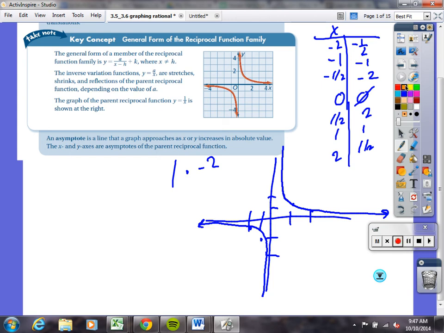How many of you guys have ever heard of the word asymptote? Asymptote. Asymptote is a value that you cannot be, or that you're going to approach but never touch. Okay? Now that's if it's a vertical asymptote. Our vertical asymptote is 0, because we cannot be 0, right? Does that make sense to everyone?